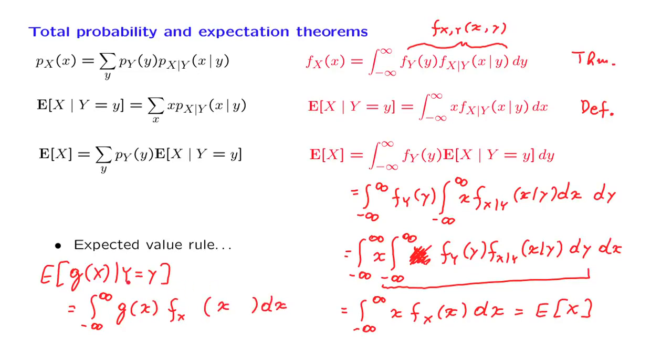But because here we live in a conditional universe, we should actually use the corresponding conditional PDF of x. And there are many other versions of the expected value rule. Any version that we have seen for the discrete case has also a continuous analog, which looks about the same, except that we integrate and that we use densities.